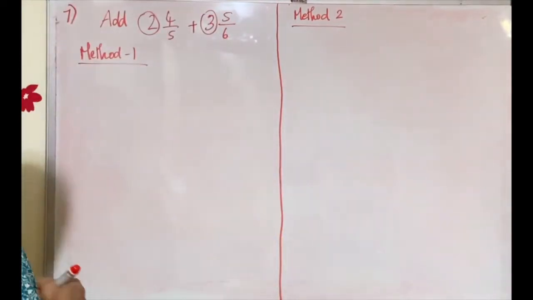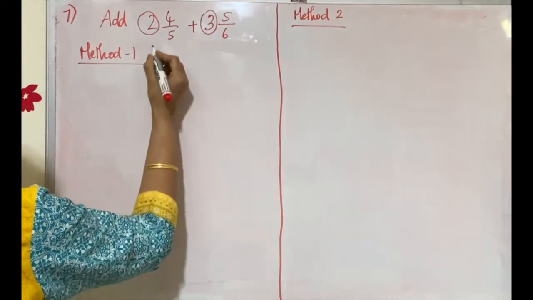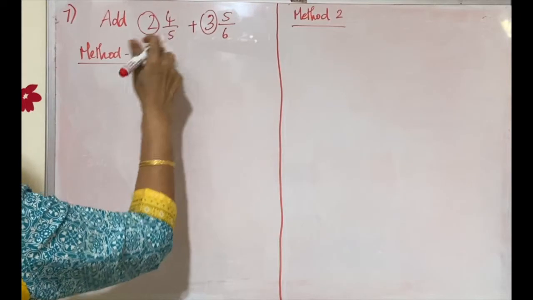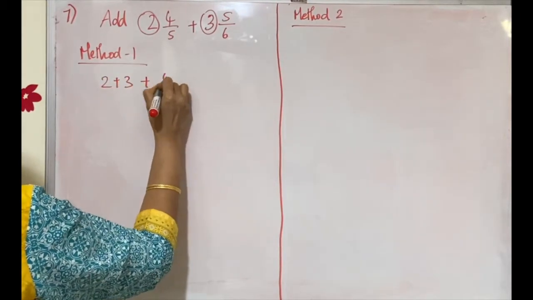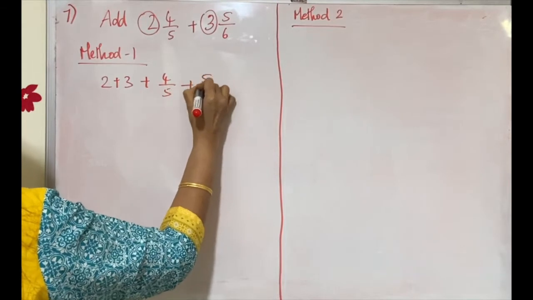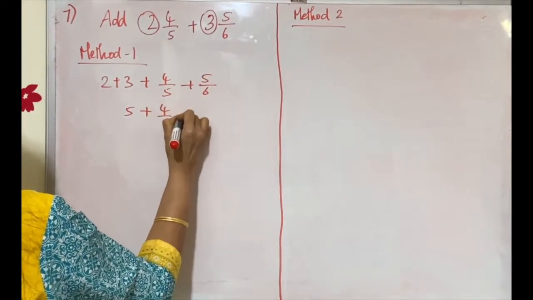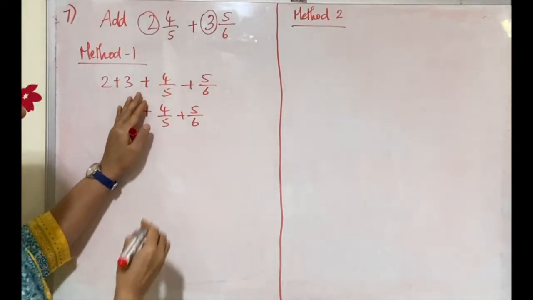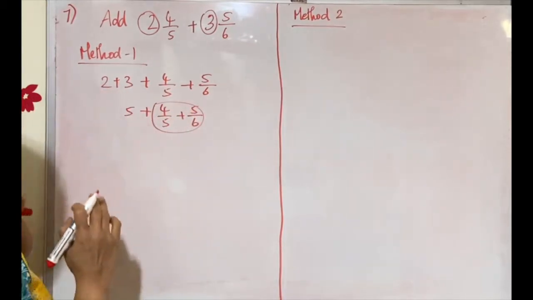So the first method is, you will add the whole number parts first. So 2 4/5 and 3 5/6 are there. You can add the whole number parts separately. This becomes 5 plus 4/5 plus 5/6. Now you will keep this 5 as it is. You will only do the calculation for the fractions and then finally add with this.